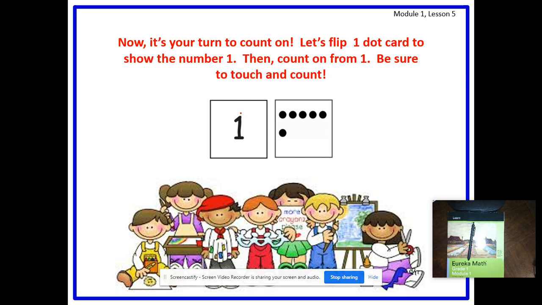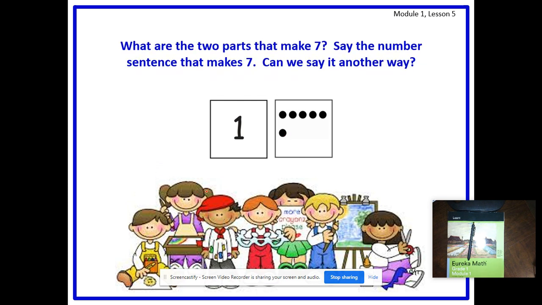Get ready. 1, 2, 3, 4, 5, 6, 7. Again, one more time. 1, 2, 3, 4, 5, 6, 7. Awesome. So what are the 2 parts that make 7? Get ready.